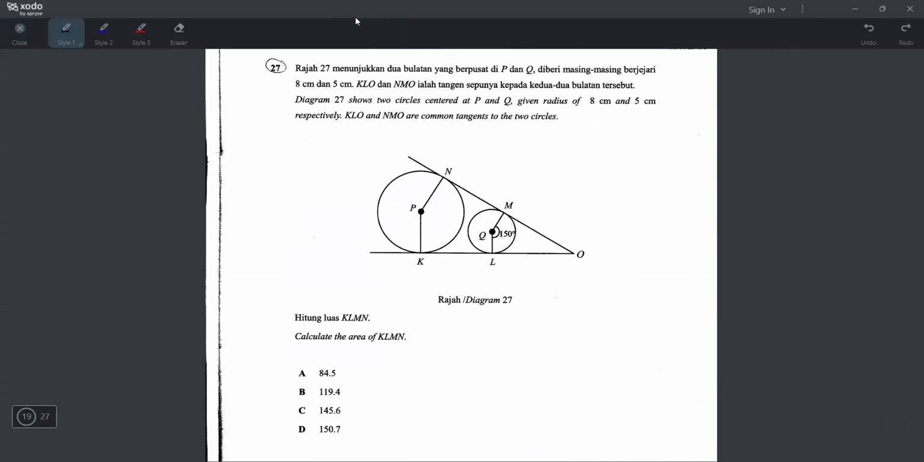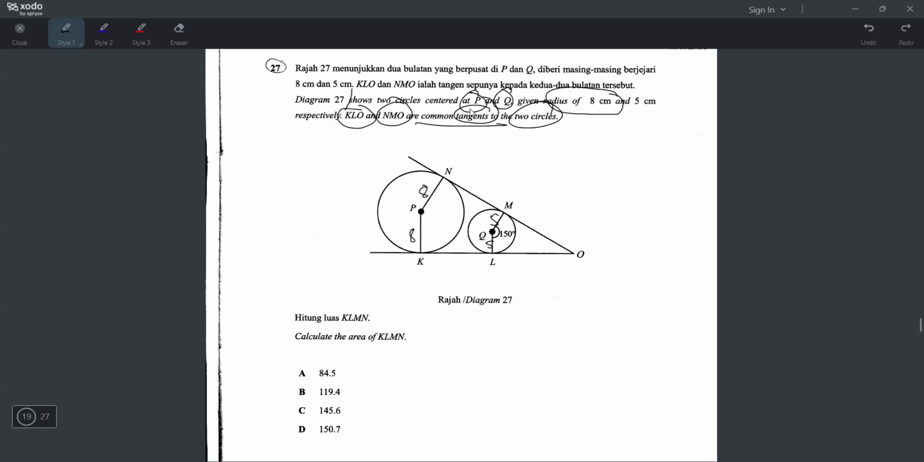Okay, let's continue. Number 27. Let's read the question. Diagram 27 shows 2 circles with centers at P and Q. Let's check: 1 big circle, 1 small circle, center P, center Q. Given the radii are 8 cm and 5 cm. So the big circle has radius 8, label it. The small circle has radius 5, label it also. KLO and MNO are common tangents to the 2 circles.